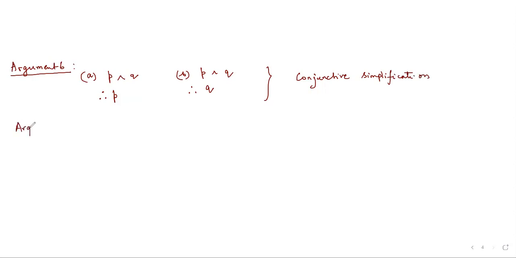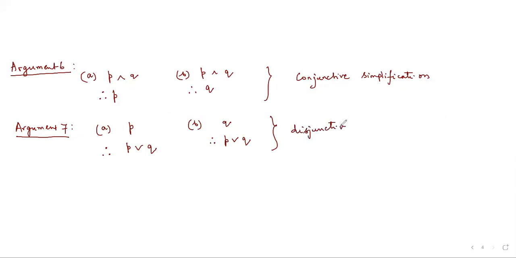Argument 7 also has two parts. If we have the statement P, then the conclusion is P or Q. If you have the statement Q, the conclusion is P or Q. These are simple arguments. You can test it by yourself. It is called disjunctive addition.